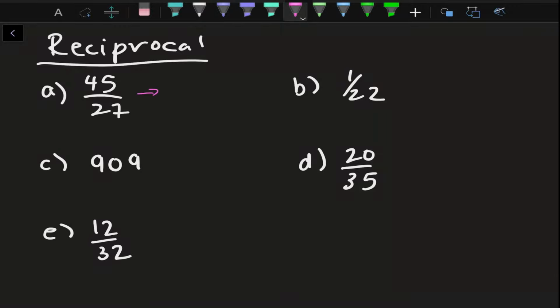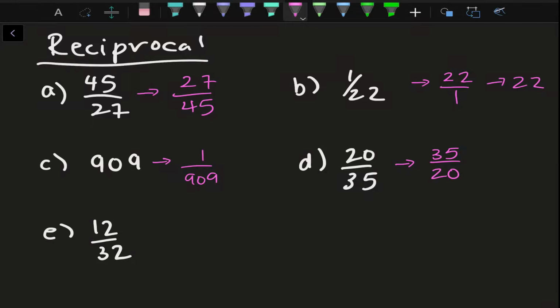Okay, and here we go. So this one, remember when we have a fraction, we can just flip it. So it's 27 over 45. Same over here, we can flip it, which is 22 over 1 technically, which is just 22. Down here, we're just 1 over a whole number, so we have 1 over 909. For D, we have, again, a fraction, so we can just flip it, 35 over 20. And our last one, again, a fraction, and we can just flip it, or invert is another way to call it, 32 over 12.